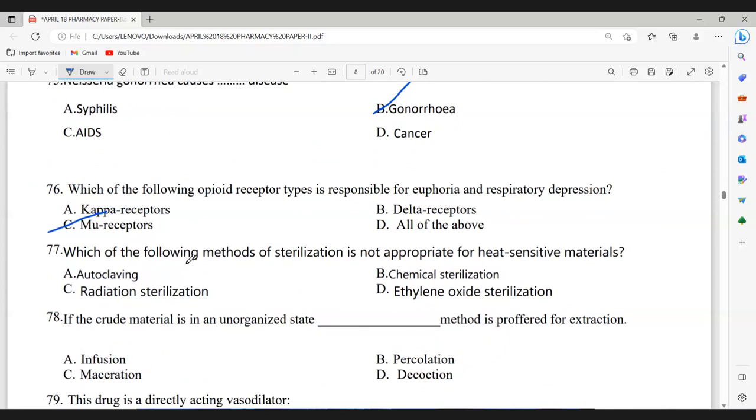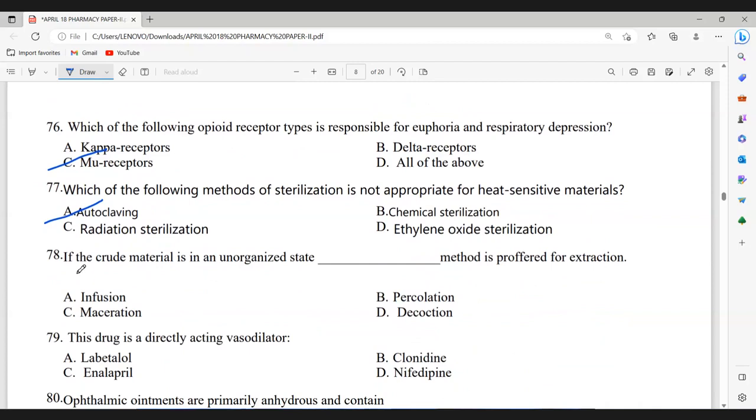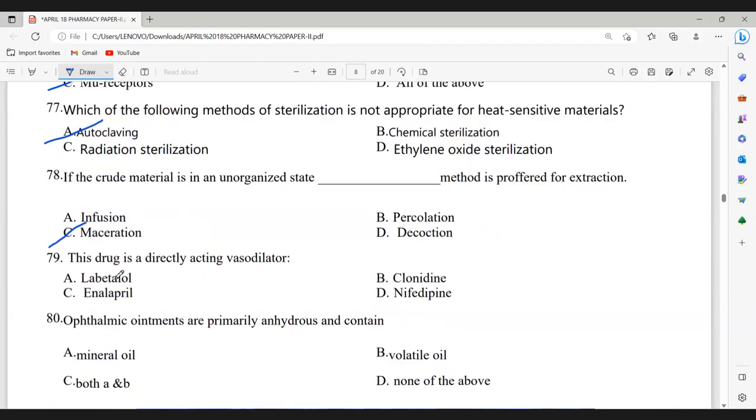In 77, which of the following methods of sterilization is not appropriate for heat sensitive materials? A direct question. That is autoclaving. In 78, if the crude drug material is in an unorganized state, dash method is preferred for extraction, and the maceration process is used. Then 79, this drug is a directly acting vasodilator, nifedipine.